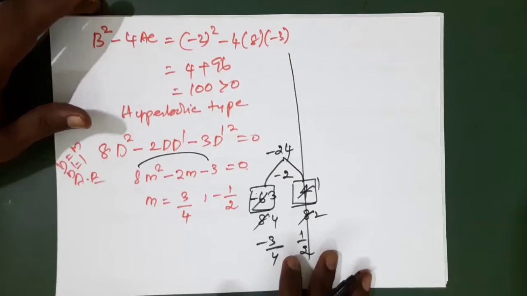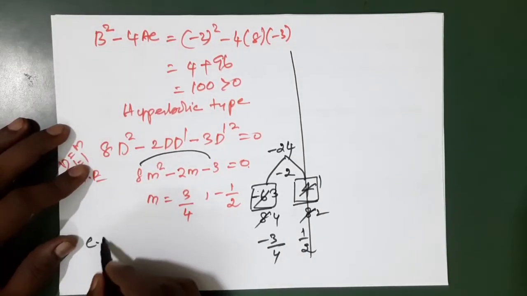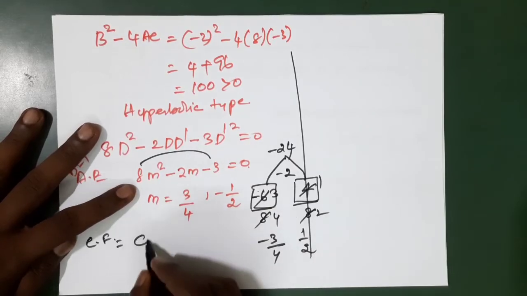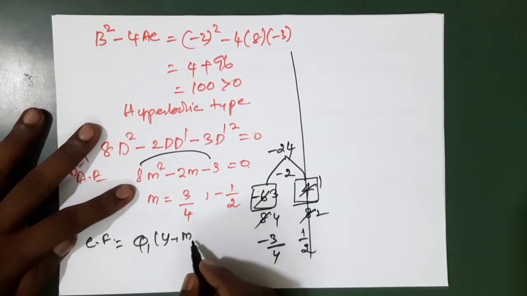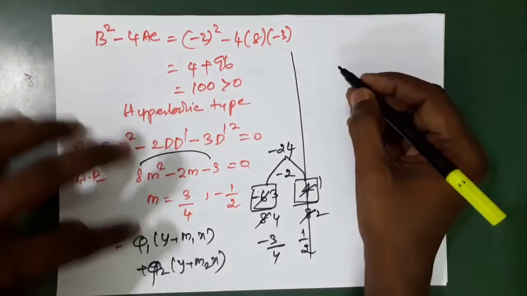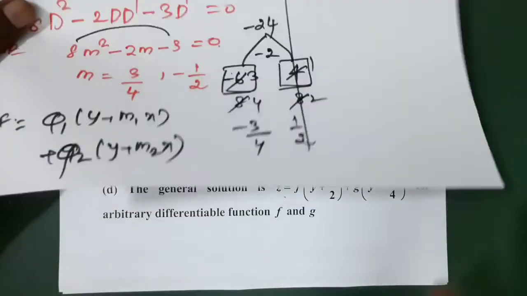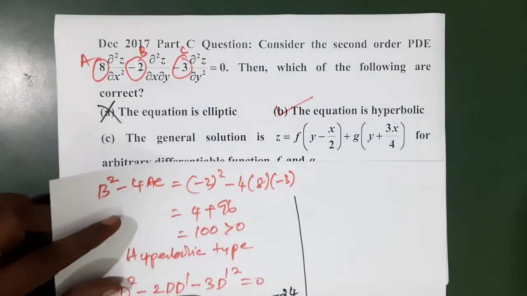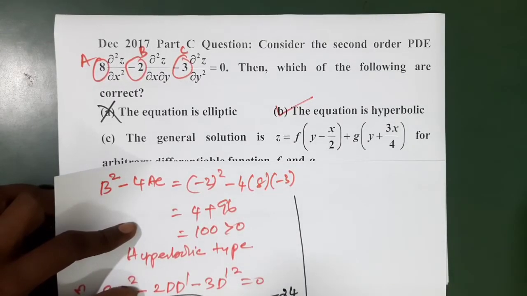So how will you write the complementary function? What is the complementary function? These two roots are different. So phi 1 of y plus m1 x plus phi 2 of y plus m2 x. So we can write it, you can take anything. This is m1 or this is m2, or you can take this as m2 also.